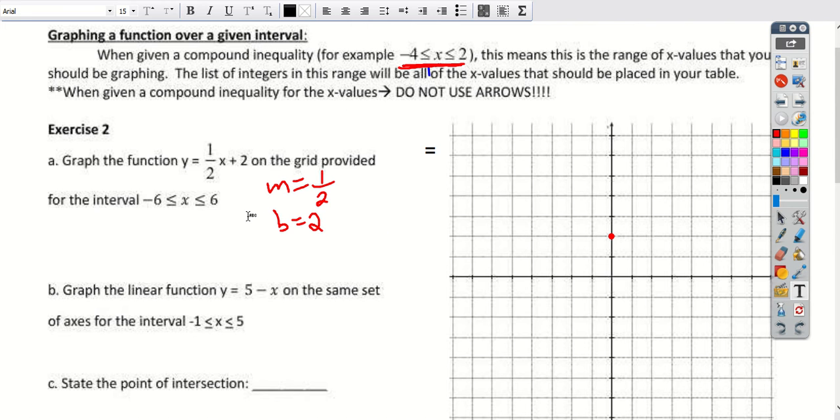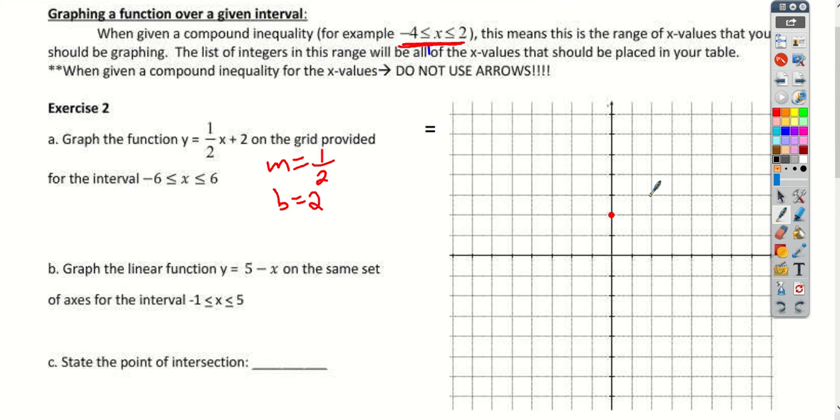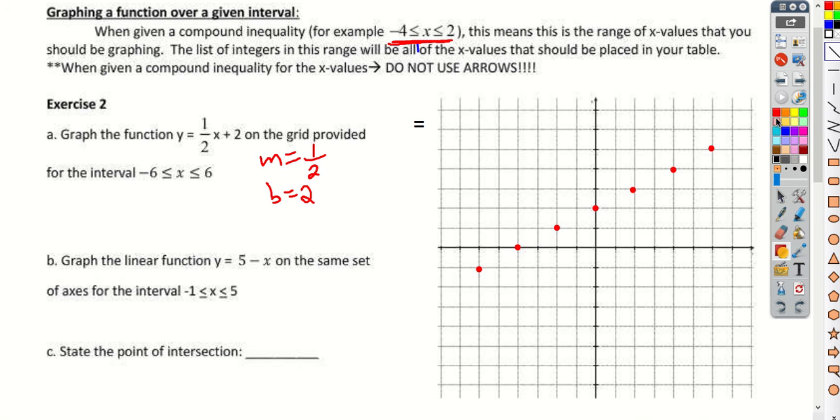I can also just graph from here on up. So I know it's at 2, and then I'm going to go up 1 over 2 to get to the next point here. Up 1 over 2, up 1 over 2. Now that's 2, 4, here's 6, and then down 1 left 2, down 1 left 2, and then down 1 left 2. So there's my line. That's the first line. And I'm not going to put arrowheads. I'm just going to stop at the endpoints at -6 and 6.